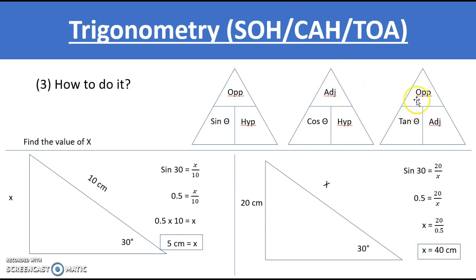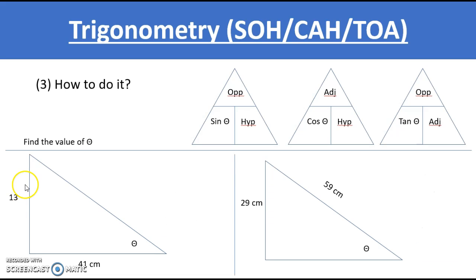This is why these triangles come into play quite well, because wherever you cover up, you know what you need to get. If you cover up the hypotenuse, you know it's opposite divided by sine. If you cover up the opposite, you know it's sine times hypotenuse. Now, sometimes they get you to find the value of theta, or the angle. But these triangles still work out.